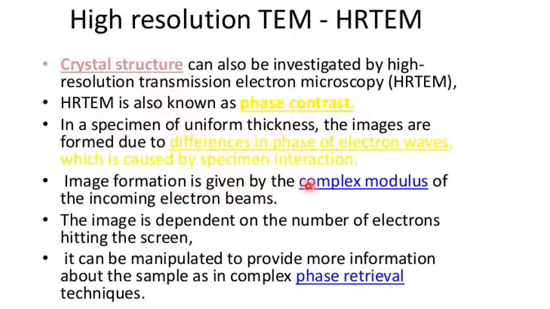Image formation is given by the complex modulus of the incoming electron beam, and the image is dependent on the number of electrons hitting the screen. Means the electrons which come from the specimen will hit the screen, for example, a fluorescent screen. The more electrons hitting the screen, the clearer the image that will be formed. And here is the complex modulus mechanism for the image formation.